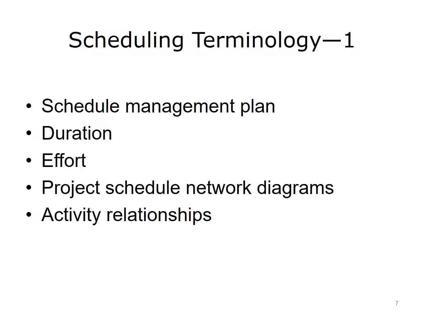Project schedule network diagrams are a schematic depiction of scheduled activities and dependencies, which are logical relationships of activities. They model sequenced activities. Activity relationships refers to a diagramming technique that illustrates the activity's logical relationships: finish to start, finish to finish, and start to finish.